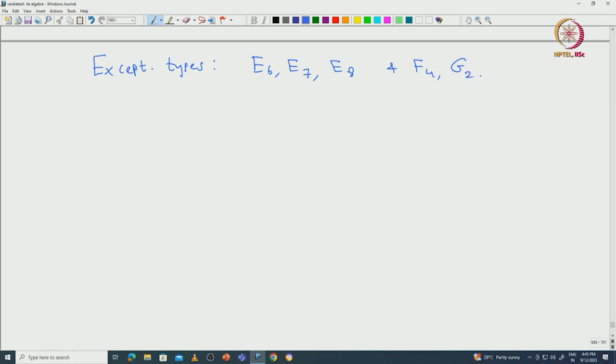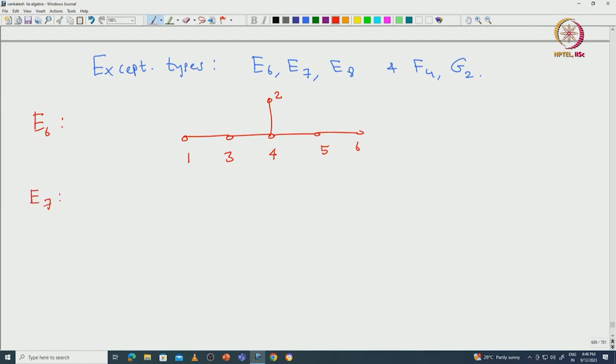So, what is E6? How does E6 look? E6 looks as follows. You take these 5 vertices here, and then you add one vertex here. As for labeling, we choose this particular labeling to make sure that this diagram looks exactly like this. There is a specific reason to choose this labeling, and it will be very clear when we actually define them and identify the particular base.